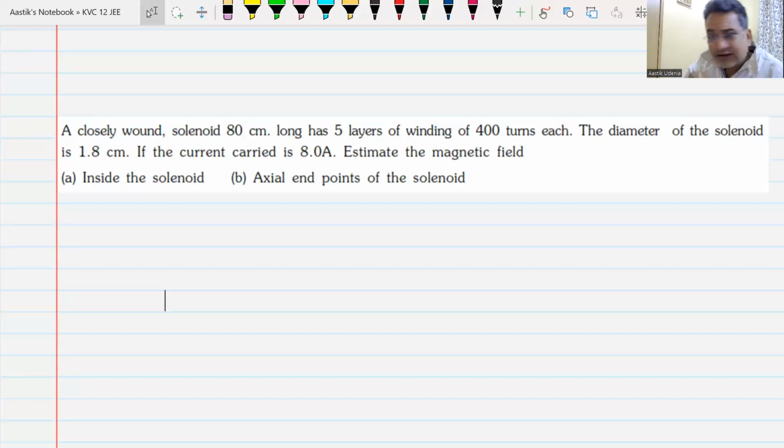Estimate the magnetic field. Unless and until that question comes where you have a diagram, only then you look at that formula that I had given. Otherwise, it is all that ideal solenoid. So you have this question. You have 2 minutes. Give me the answer.